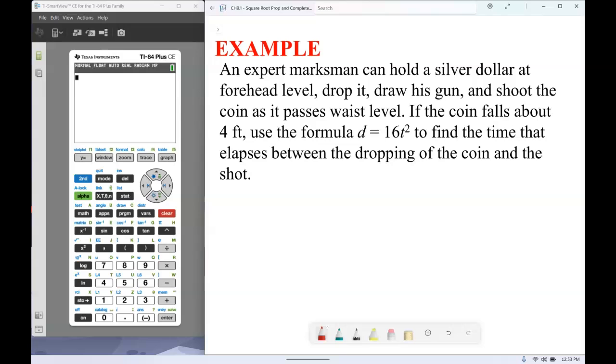What are we trying to find? Time. What variable represents time? T. So since I'm solving for t, they have to give me information about the other variable, D. What does D represent? Distance. What information did they give me for distance? 4 feet. So we can substitute 4 in for distance. 4 equals 16t squared.